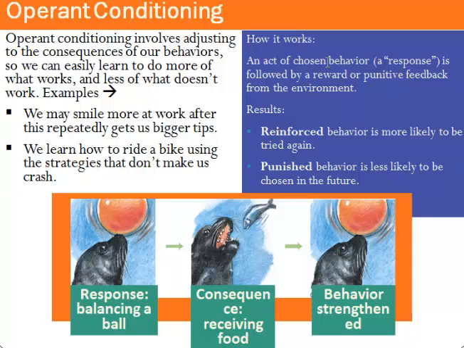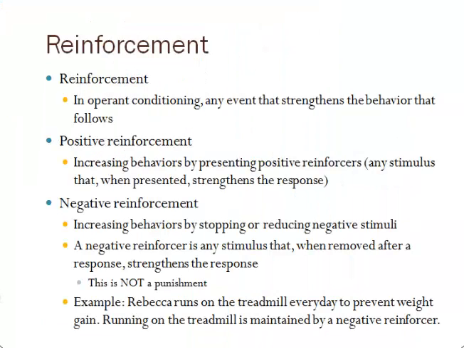So an active chosen behavior, which is known as a response, is followed by a reward or punishment from the environment. Reinforced behavior, in other words rewarded behavior, is more likely to be tried again, whereas punished behavior is less likely to be chosen in the future. We've got positive reinforcement, again, same basic idea: increasing behaviors by positive reinforcers, and negative reinforcers are punishments to try to stop the behavior for whatever reason.